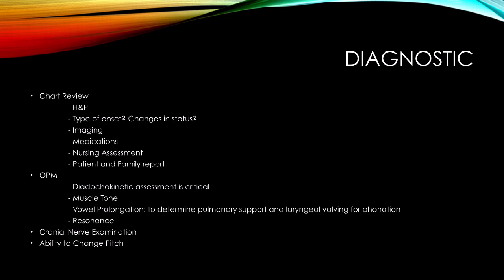The OPE is going to be extremely important when assessing these patients. We want to assess their DDK rates to judge speed and regularity of jaw, lip, and tongue movements that are needed for articulatory precision. We want to look at the level of muscle tone this client has. We also want to assess vowel prolongation to determine if respiratory support for phonation is adequate. We want to get a good idea of which cranial nerves may be affected, and we also want to look at their ability to change their pitch.